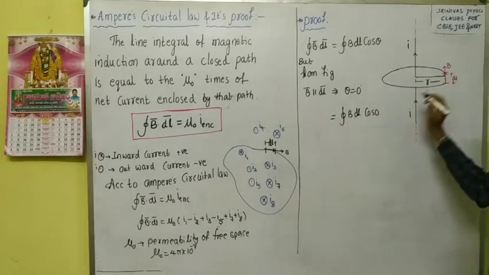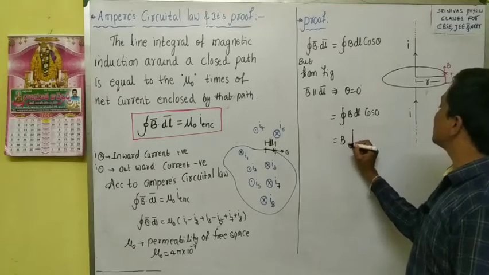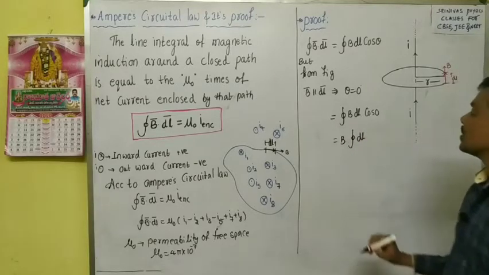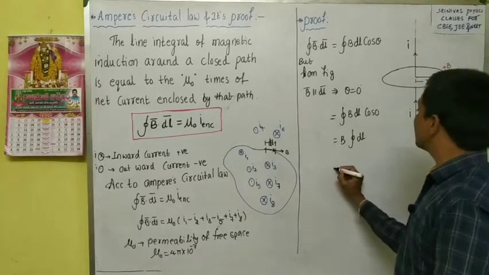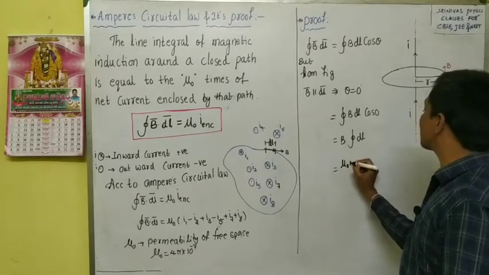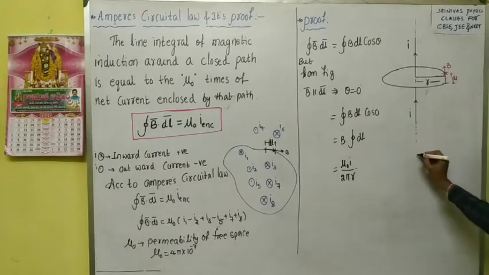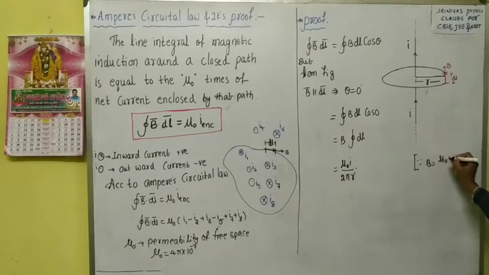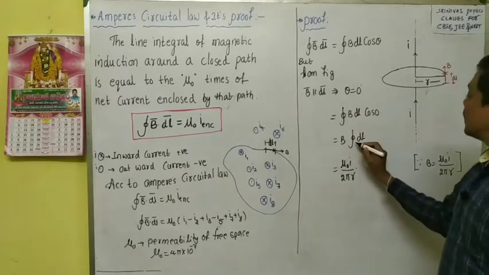Here B is a constant at a smaller distance, so we write B outside. Integration dl we have to write. But what is B here? B is the magnetic induction due to a straight wire at a certain distance, which we derived already. The magnetic induction due to an infinite straight wire is mu naught I by 2 pi r. This we substitute here for the B value. Integration dl is what?